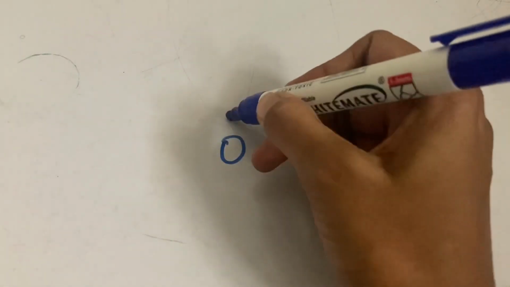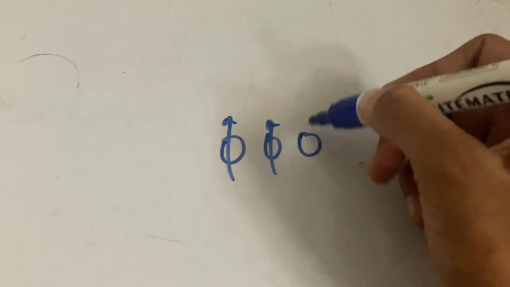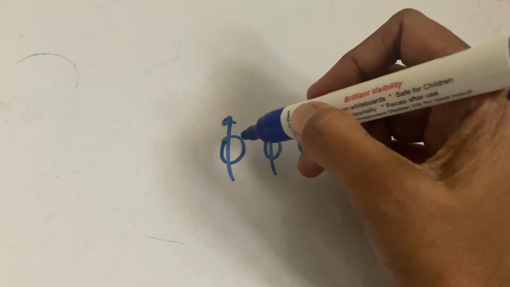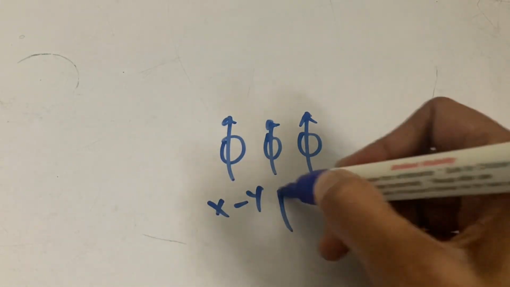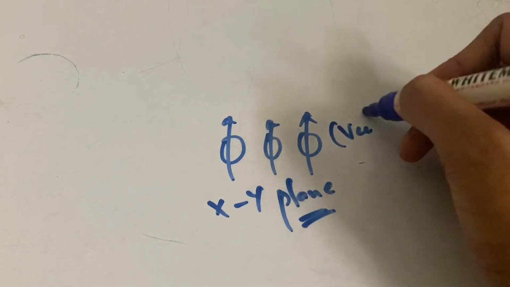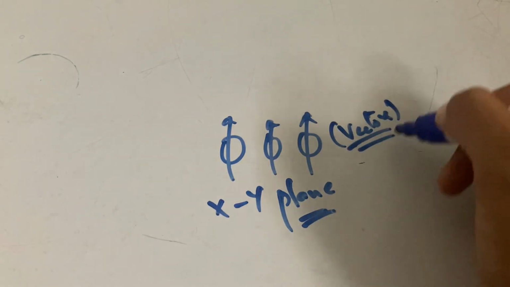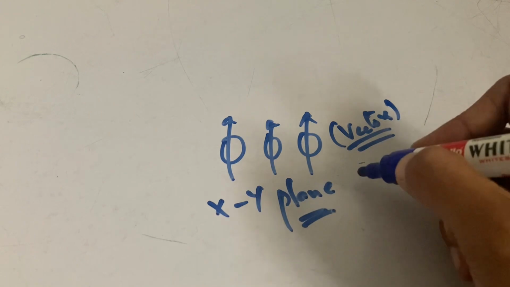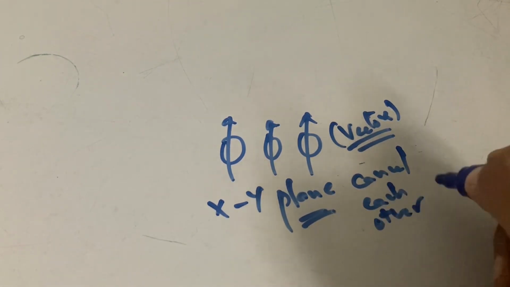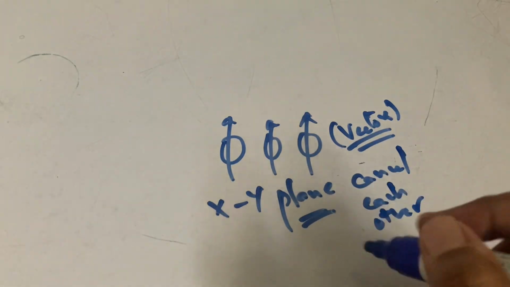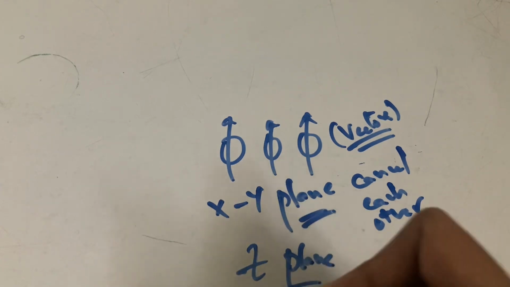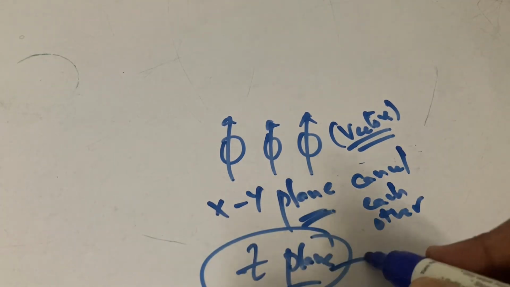So we are left with the protons which are pointing upwards. Here also there are some protons in the XY plane. We represent the protons as vectors. These vectors which are in the XY plane cancel each other. Then the vectors which are along the Z axis don't cancel each other.